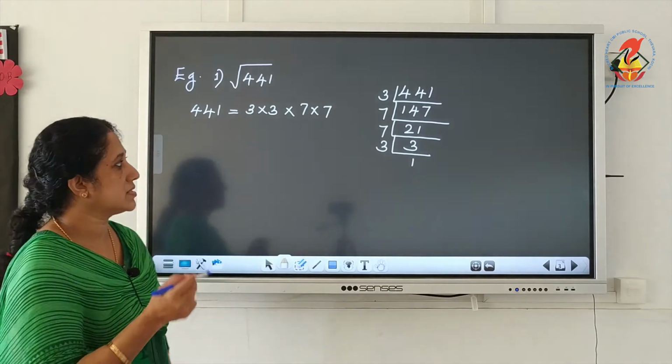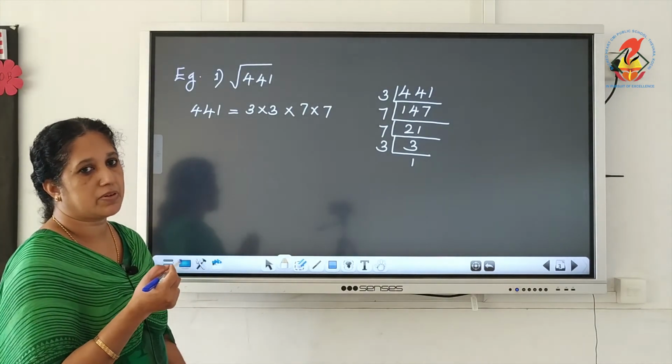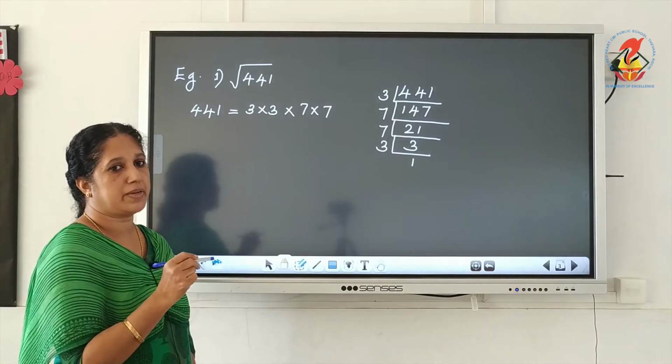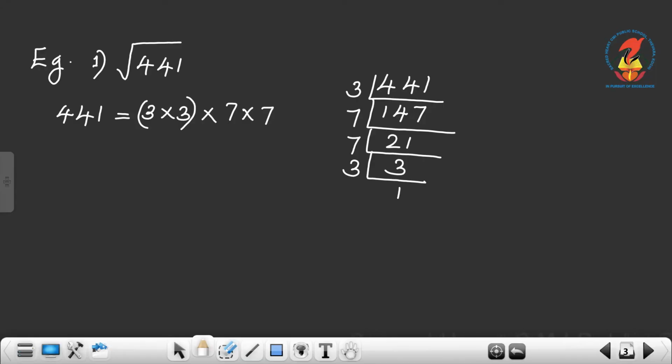First you have to find out the prime factors. Now next step we have to group them, that means we want to make pairs, and in each pair we have to get equal numbers. Now 3 and 3 in one pair, then 7 and 7 the other pair. Okay. Now we got 2 pairs.